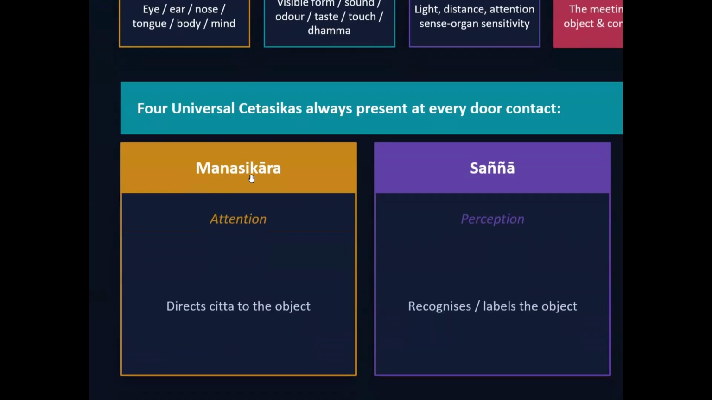First one is Manasikara, or what I call attention. It directs the chitta to the object. Okay. So there must be chitta contacting the object before we can capture what the object is about. Chitta must be down there. If you don't have it, it will be missing.